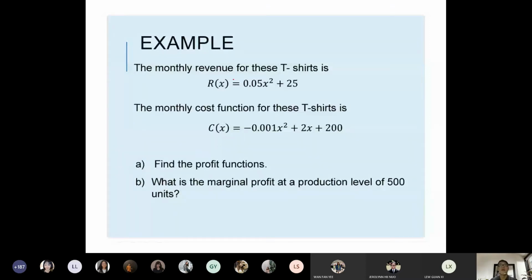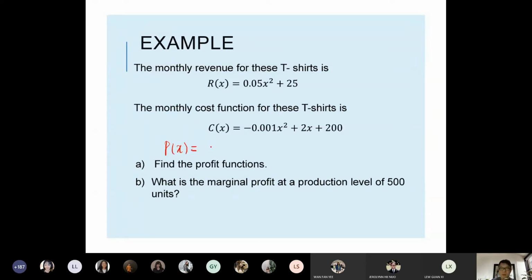So the monthly revenue for these t-shirts is R(x) = 0.05x squared plus 25, and the monthly cost function for the t-shirt is C(x) = negative 0.001x squared plus 2x plus 200. First we need to find the profit function, and then we need to find the marginal profit at a production level of 500 units. So let's start with A. How do we find the profit function?